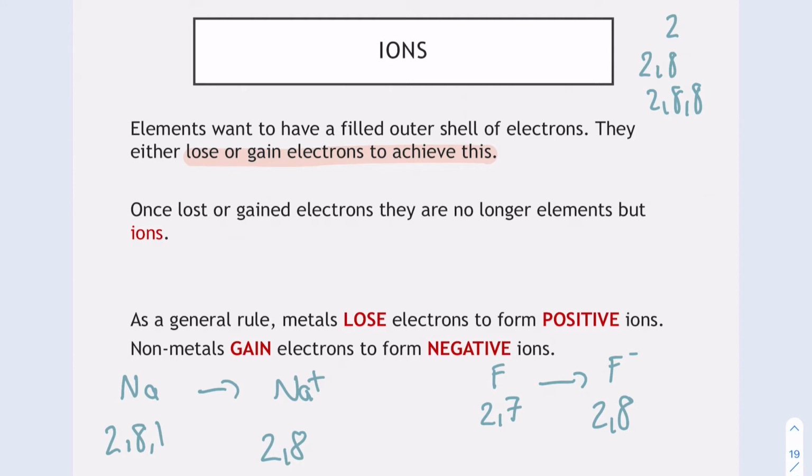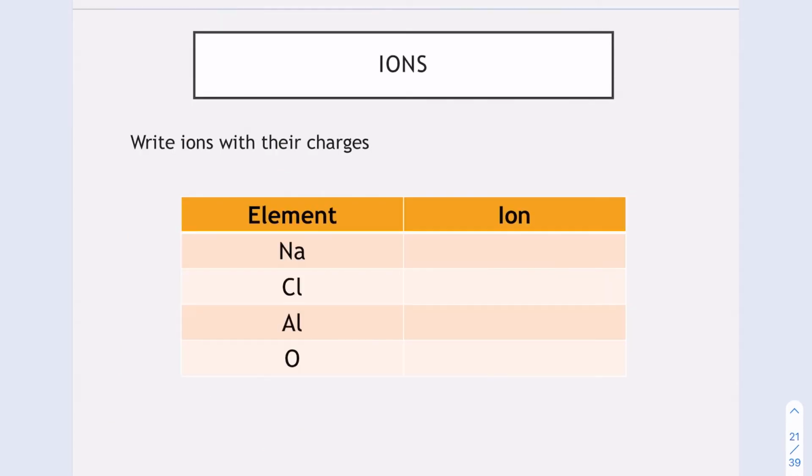As a general rule, all metals lose electrons to form positive ions, and non-metals gain electrons to form negative ions. Again, in the data book you've got that little zigzag line to help you identify where the metals and the non-metals are. So let's try some examples.